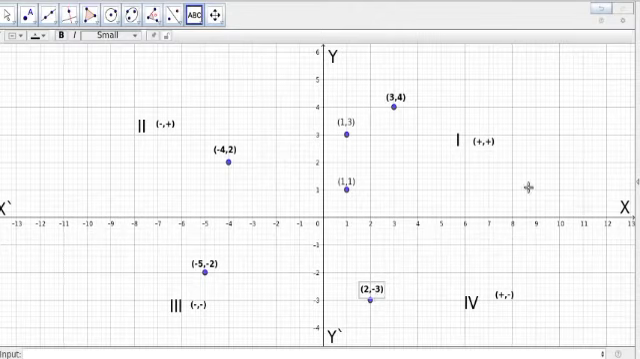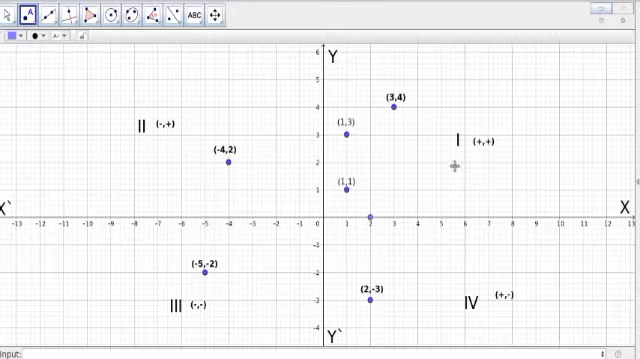Now if the point is on the x-axis, how do we write the coordinates? See, this point is on the x-axis and on the first quadrant. How do we write the position of this point? First we write the x coordinate, then the y coordinate. This point is 2 centimeters to the right, so the x coordinate is 2, but no y coordinate.